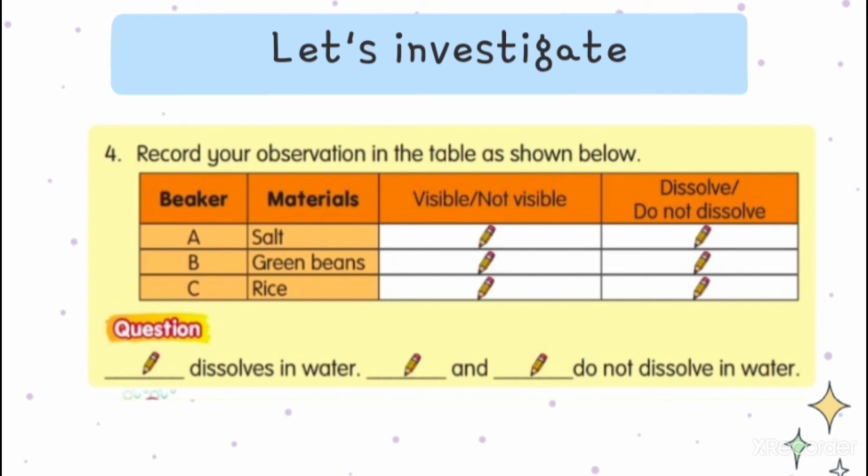Okay, now, how to fill in this table? Okay, beaker A or container A just now, materials, salt. Is it visible or not visible? The salt is not visible. Tak boleh nampak lagi. So, does it dissolve or not dissolve? It dissolves in the water. The salt dissolves in the water. So, you write down, not visible, tak boleh nampak, and then dissolve, okay, larut. That is for salt.